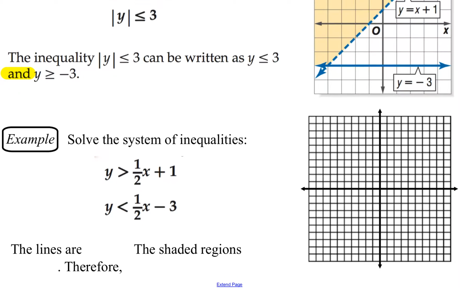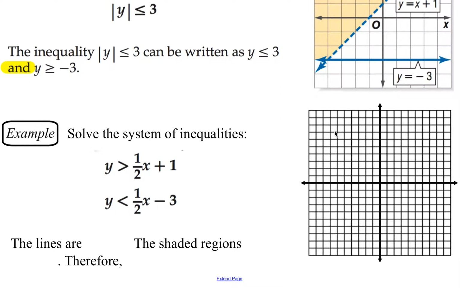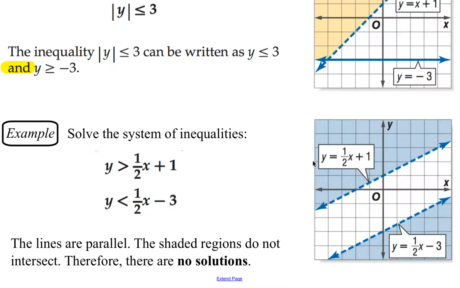There's another example below, solve the system. In this one, if you look at your inequalities, you can tell that we have the same slope. So right away we know that the lines are parallel, but we still need to go ahead and graph those because sometimes it might be the area between them.